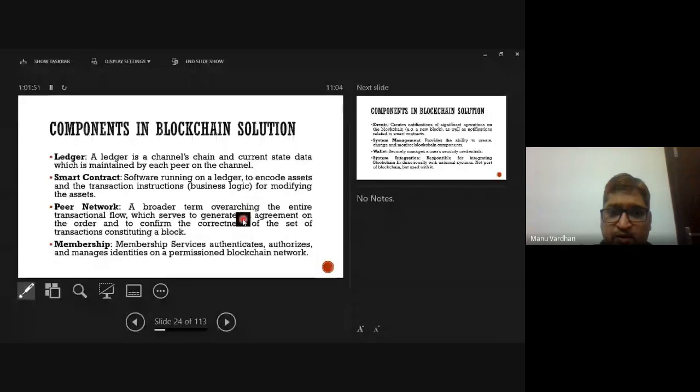A broader team over reaching the entire transaction flow, which serves to generate an agreement on the order and to confirm the correctness of the set of transactions constituting the block. So they are discussing something about your consensus mechanism, where we need to reach consensus to add a block to the blockchain, because multiple miners are mining the block at the same time, and to ensure that no two blocks coincide, we need to have some sort of puzzles or some mechanisms to ensure that at a time only one miner can add the block in the blockchain.